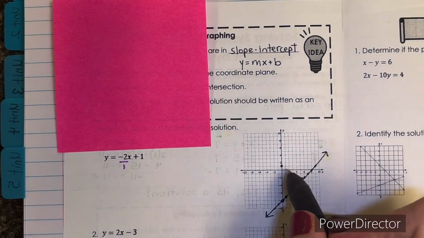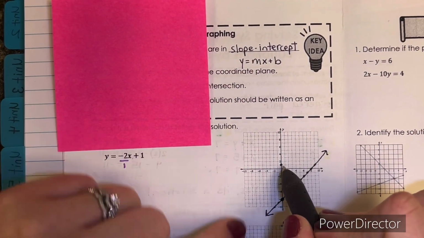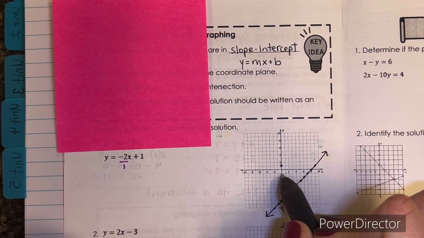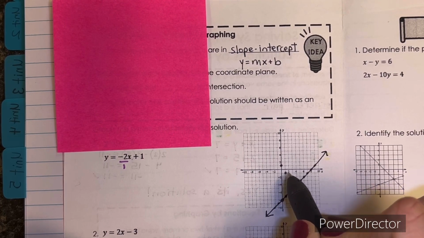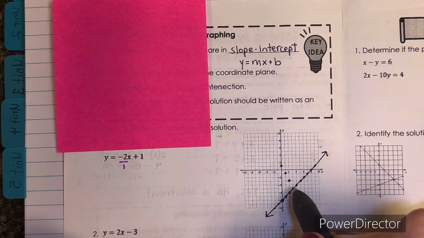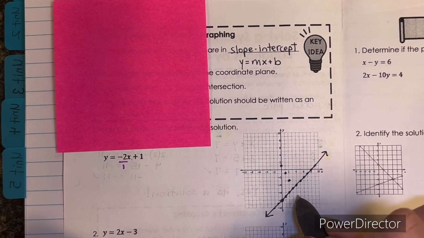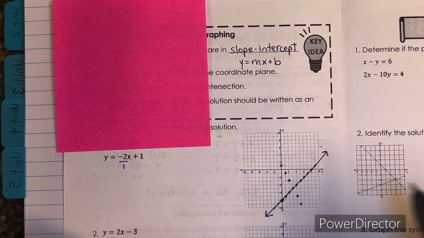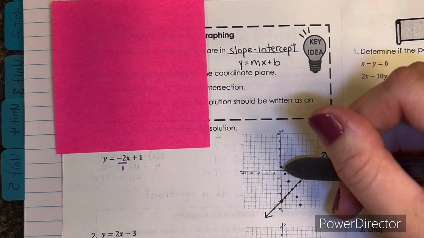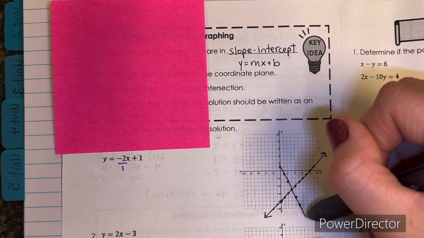So from this dot that I put at +1, I'm going to move down 2, that handles the negative part, right 1, down 2, right 1, down 2, right 1. There's the dot they share. Down 2, right 1. And then here's my line.